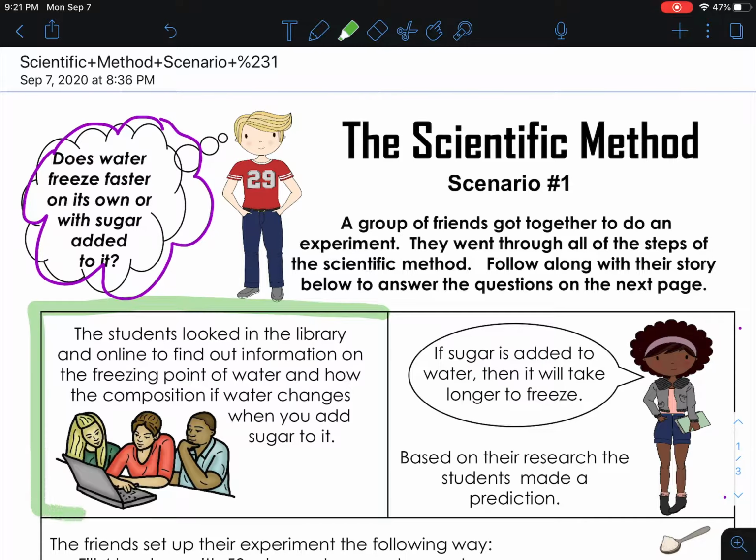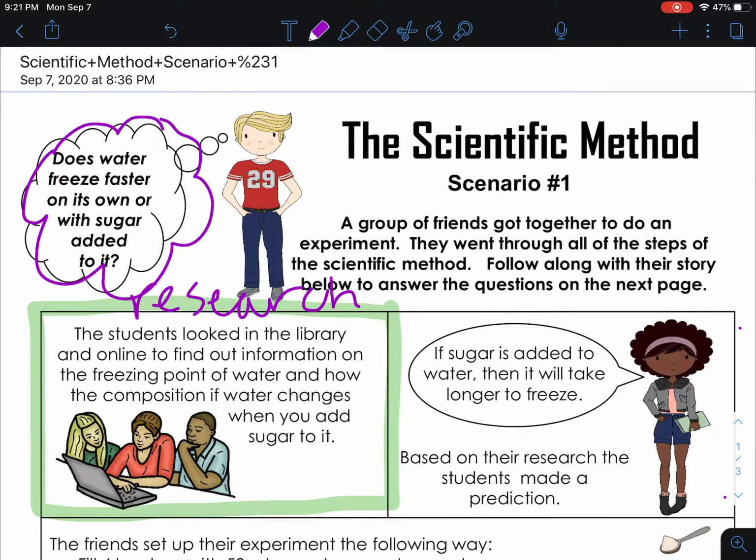First thing they need to do is go to the library because they need to do a little bit of research. Because their next step is going to be to make an educated guess or make a hypothesis. So you have to have a little education behind that educated guess, right? So after doing a little bit of research, they came up with their hypothesis: if sugar is added to water, then it will take longer to freeze.